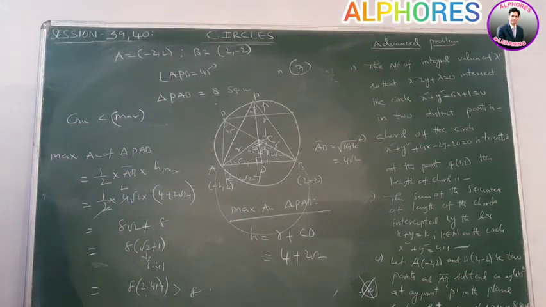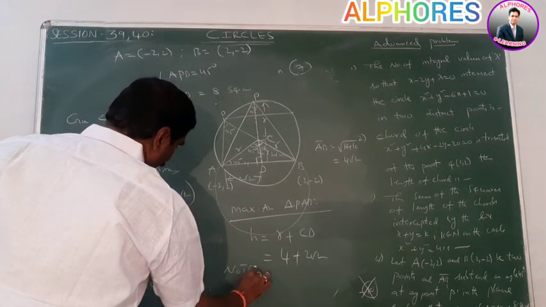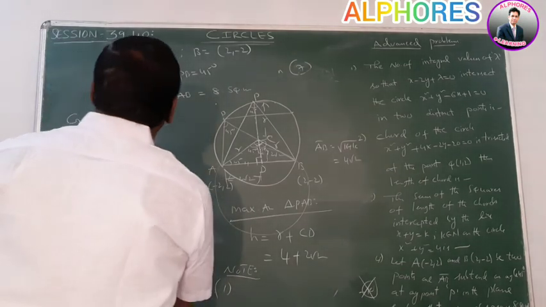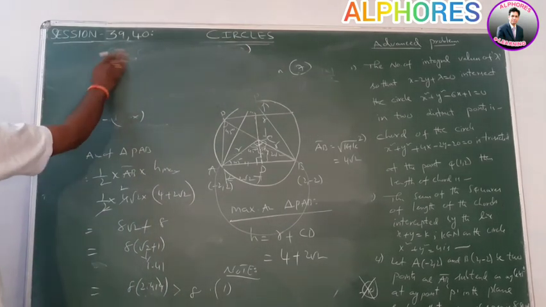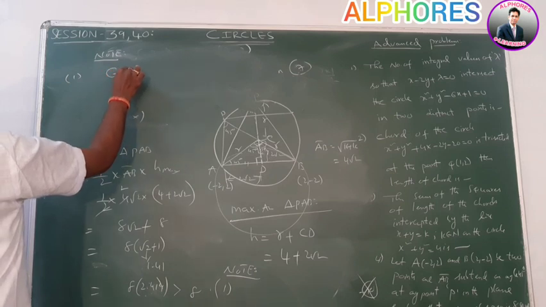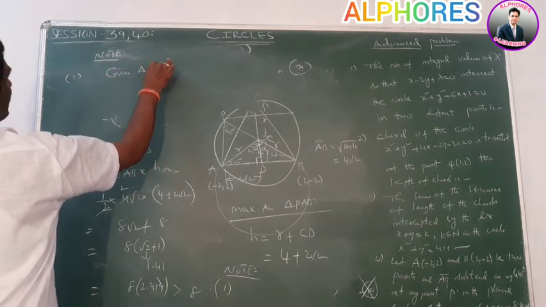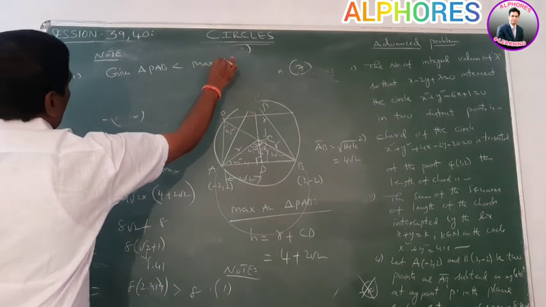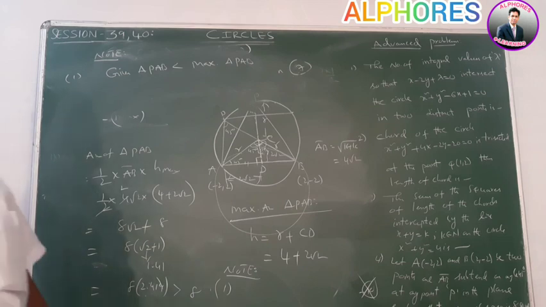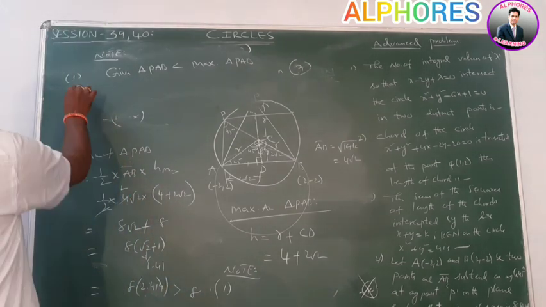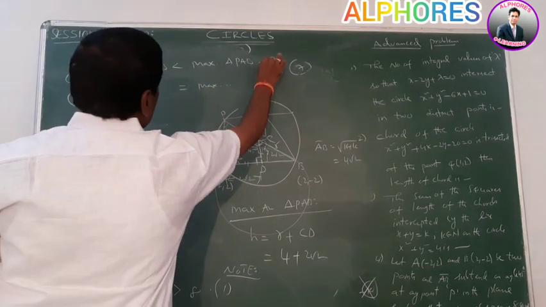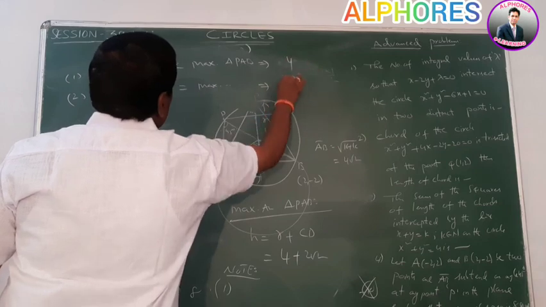Please note this point. If the given area of triangle PAB is less than the maximum area of triangle PAB, then the number of possible values of P is equal to 4. Second, if the given area of triangle PAB is equal to the maximum area of triangle PAB, then the number of possible values of P is 2, only 2.